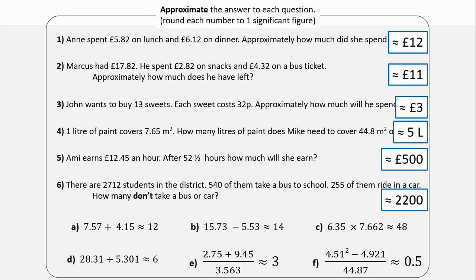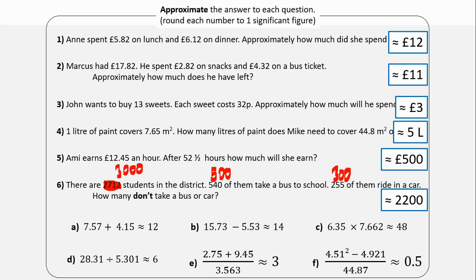Just out of interest, when I'm looking at, say, question 6, there are 2,712 students, so let's round that to one significant figure of 3,000. 540 of them take a bus, so to one significant figure, that's 500. 255 of them ride in a car, so to one significant figure, that's 300. And simply 3,000 take away 500 take away 300 is 2,200.